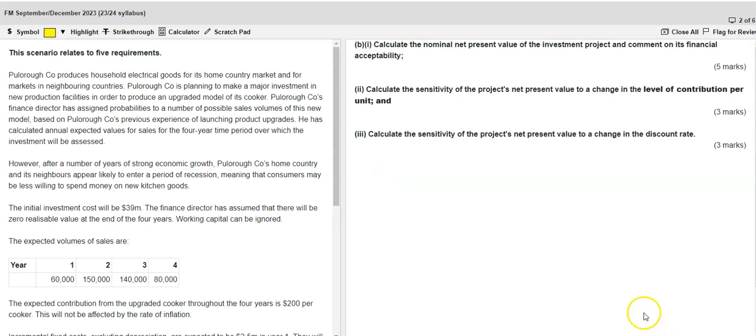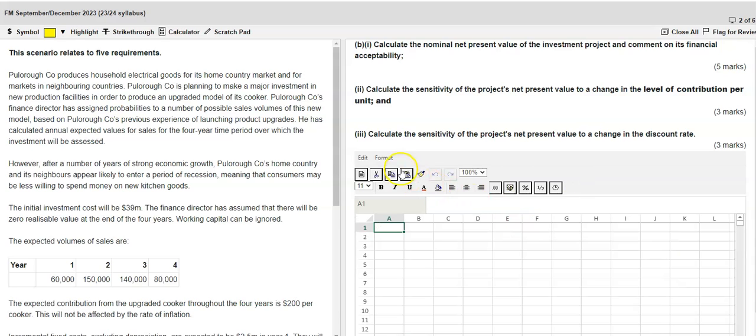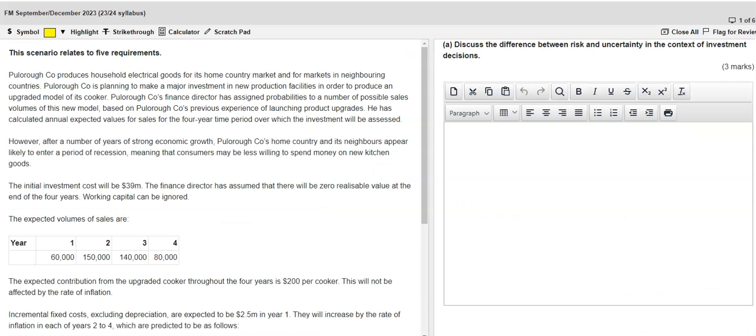Okay, let's start from reading the scenario. Then obviously we will discuss this question. Okay, P company produces household electrical goods for its home country market and for markets in the neighboring countries. P company is planning to make a major investment in a new production facilities in order to produce an upgraded model of its cooker. P company finance director has assigned probabilities to a number of possible sales volume of this new model based on P company previous experience of launching product upgrades.